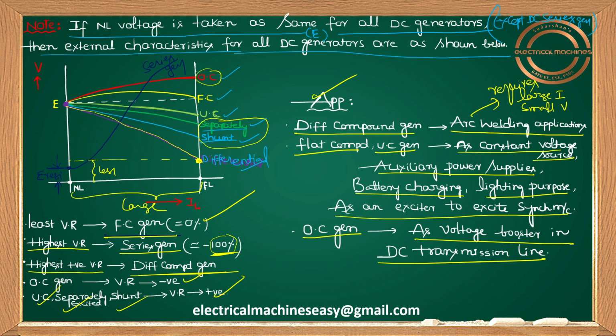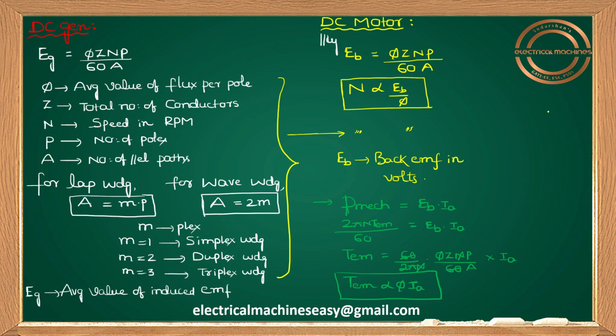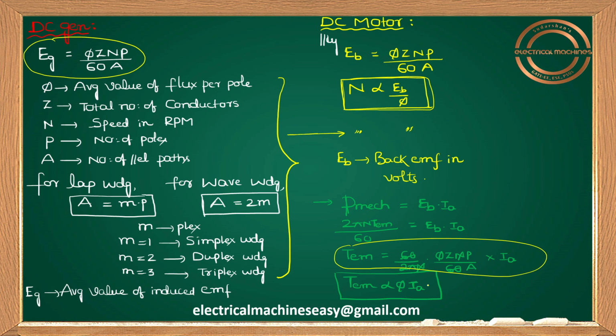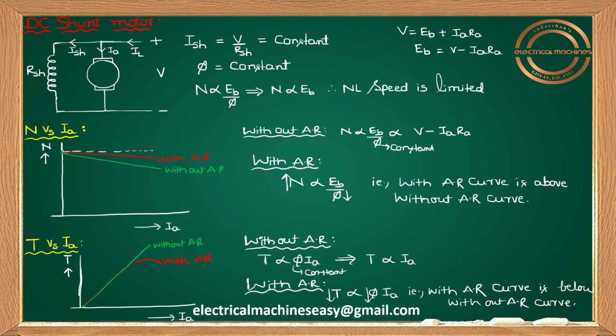And in the next video, I'll write the EMF equation for DC generator and for DC motor also. I'll derive N proportional to Eb by phi relation, and I'll get a torque equation also. From that, T proportional to phi into Ia, one important relation. These two are very important for DC motor: N proportional to Eb by phi and T proportional to phi into Ia. By using these two, I'll start characteristics of DC motors. First of all, for shunt motor, series motor, cumulative, differential, I'll explain like that.